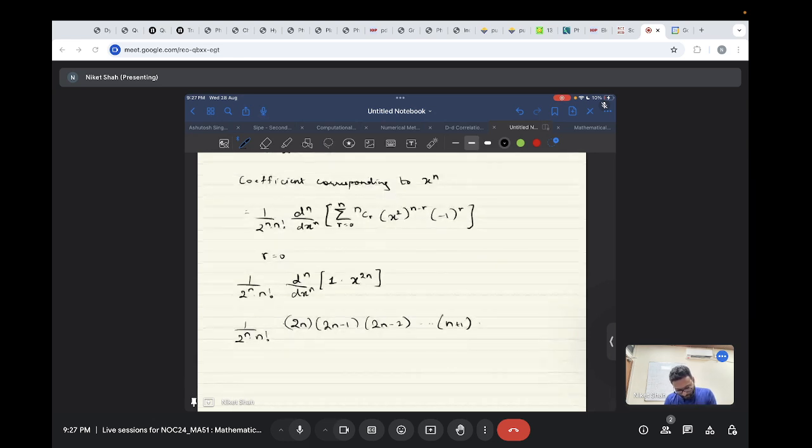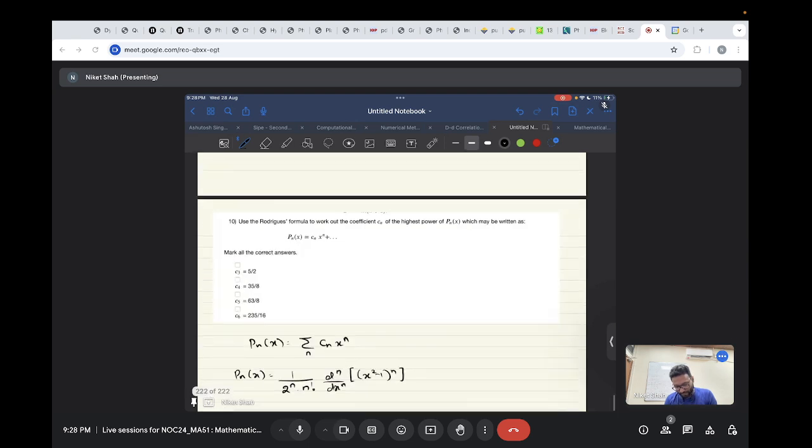So this is almost like 2n factorial divided by n factorial, and this is the prefactor upon 2 raised to n into n factorial. So basically equal to 2n factorial divided by 2 raised to n into n factorial square is my coefficient. This is Cn. Let's see what we get.